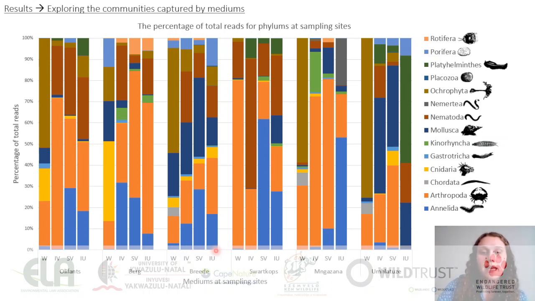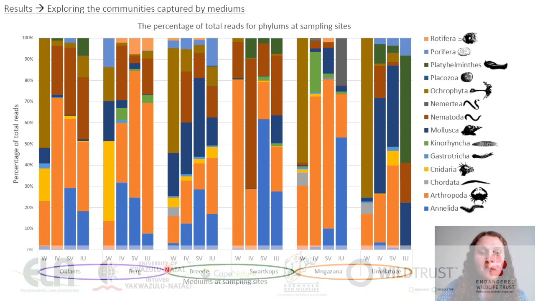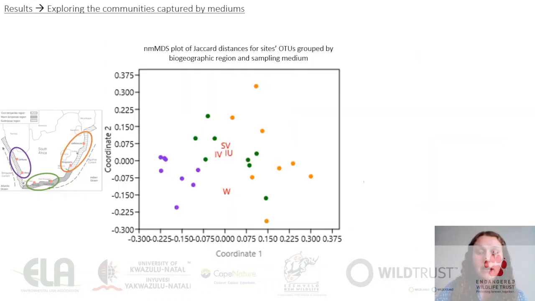Now, something that we can test is whether the communities differ significantly between the mediums, so between water and sediment mediums. In addition, we can determine whether communities differ between biogeographic regions. So here we have an NMDS plot of Czekanowski distances for sites' OTUs grouped by biogeographic region and sampling medium. In orange is subtropical, green is warm temperate, and purple is cool temperate, and we can immediately see strong clustering there. In addition, the sediment samples are all grouped together, quite distinct from the water samples.